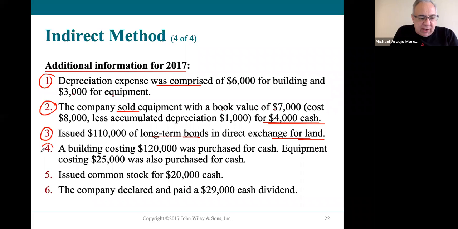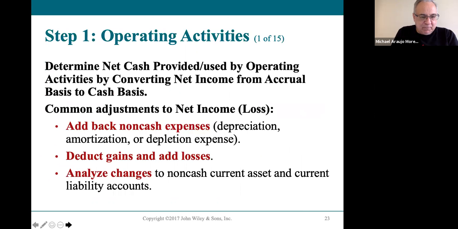The fourth thing here, we have a building costing $120,000 that was purchased for cash. So we used a lot of cash for that. Equipment costing $25,000 was also purchased for cash. We used a lot of cash for that. We issued common stock, which means we raised $20,000 in cash from common stock. The company paid a dividend of $29,000. It's a cash dividend, so we need to know that as well.